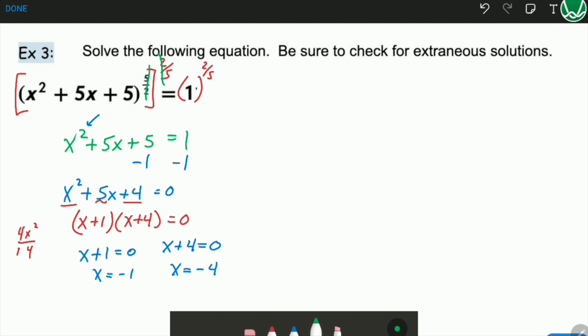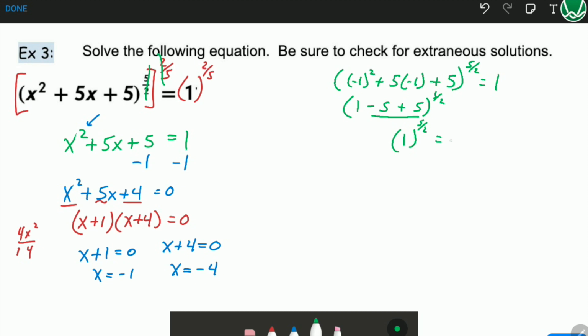So if we go back up to our original equation and plug our first answer in, so -1 squared plus 5 times -1 plus 5, to the 5/2 power. It should be 1 if it's correct. -1 squared is +1. 5 times -1 is -5. Plus 5 in the parentheses: -5 plus 5 is 0. So we're going to have 1 to the 5/2 power. And 1 to any power is still 1. So the first answer, -1, checks out.